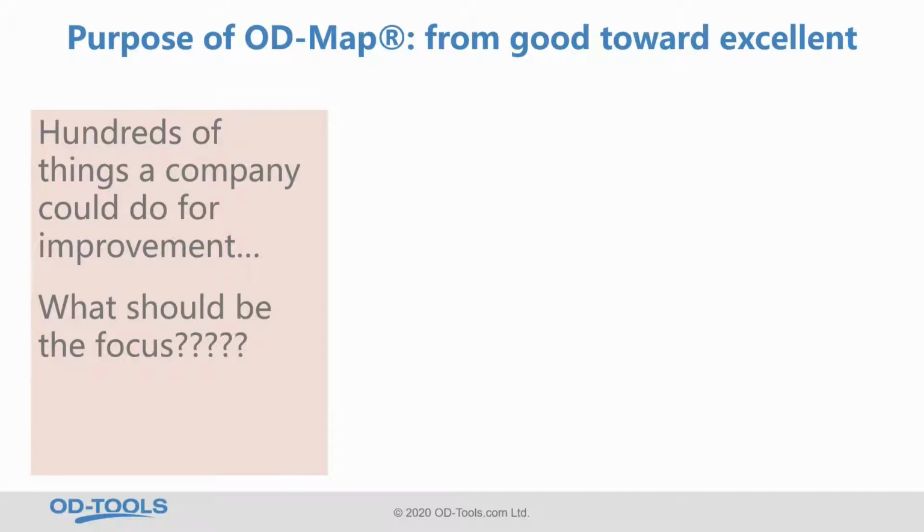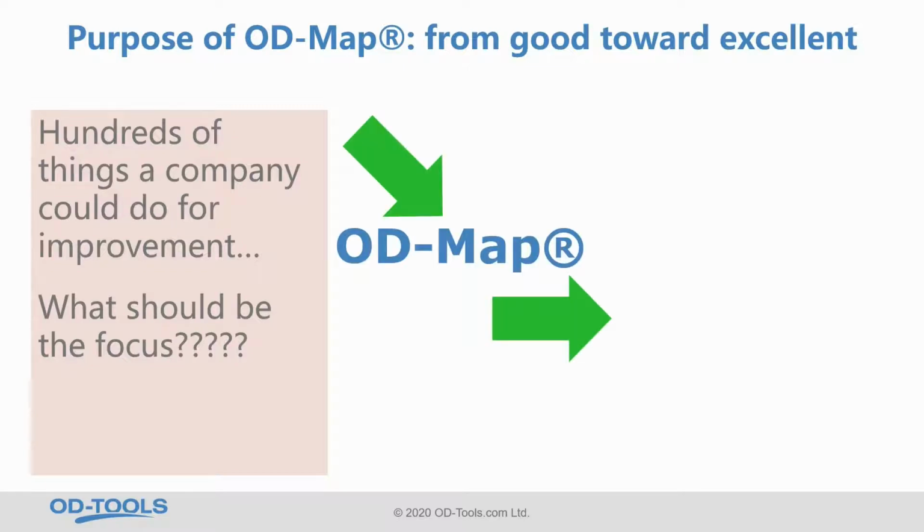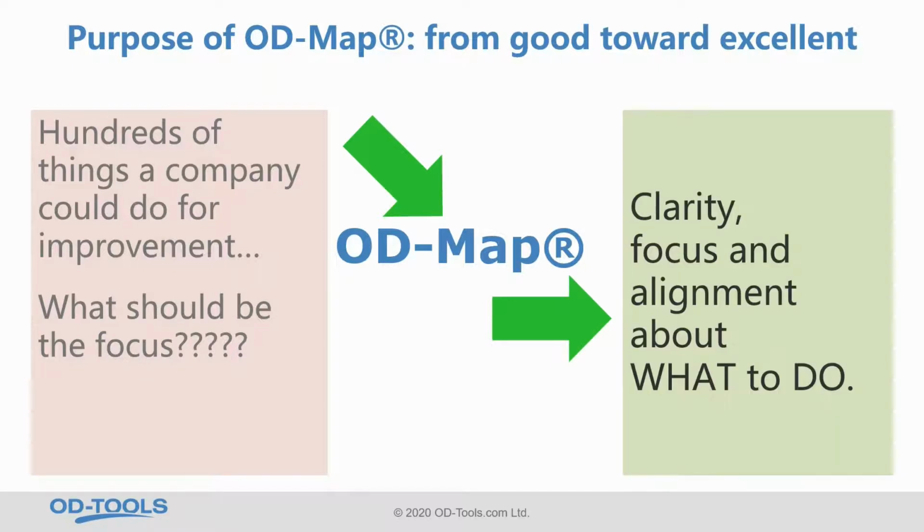So when the company reaches certain maturity, there is no firefighting, the house is not burning, but still there are hundreds of things a company could do for improvement. Every company has so many things that can be done. And the question is, where should the company focus its resources to make the greatest impact? And here ODMAP can help by gathering data from the entire organization. ODMAP helps to create clarity, focus, energy and alignment about what to do.